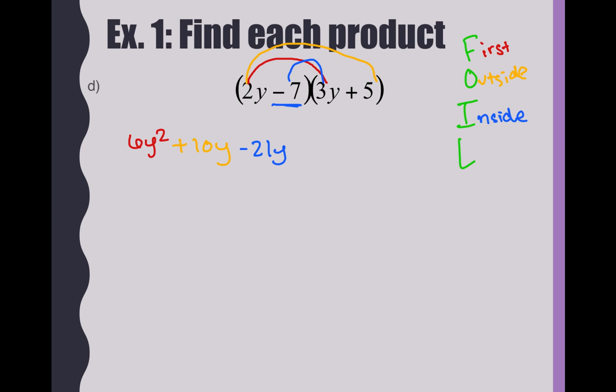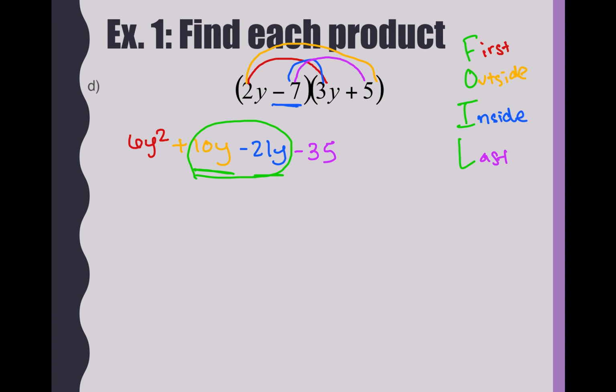And then lastly, my last terms. The last terms in each of the polynomials. So that's negative 7 and that 5. So negative 7 times 5, that's negative 35. Last step, combining like terms. One thing I really like about the FOIL method is it usually sets it up really nicely. So my two like terms are in the middle, making it really easy for me to combine like terms.